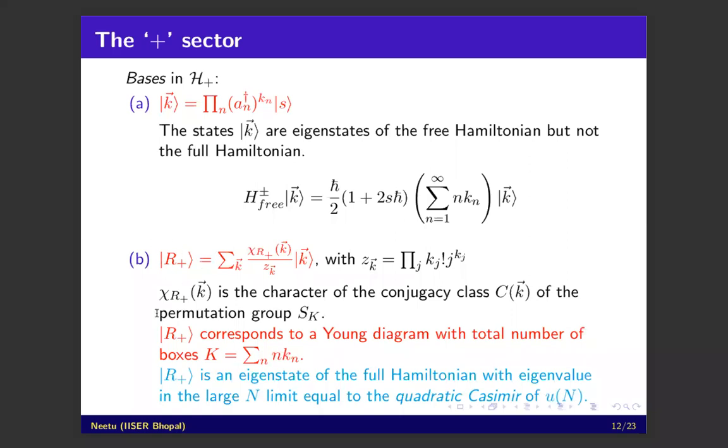So any of these states R plus, they correspond to a Young diagram with the total number of boxes given by the sum over n k_n. And as I said, the advantage of using this basis is that these states are an eigenstate of the full Hamiltonian with an eigenvalue which in the large n limit becomes equal to the quadratic Casimir of U(n).